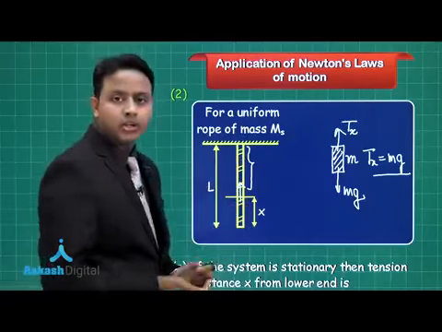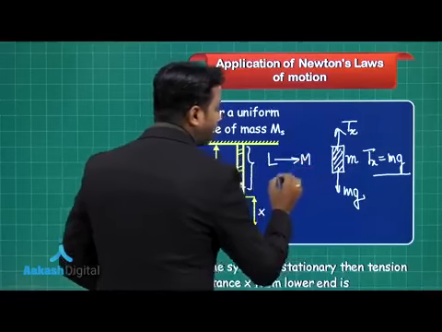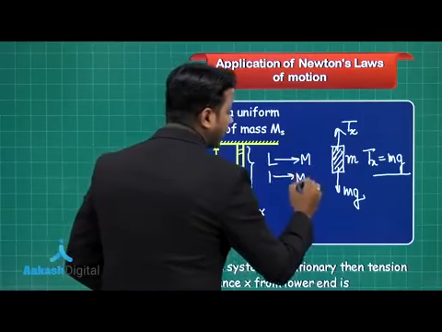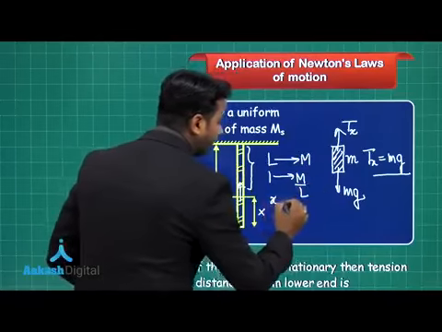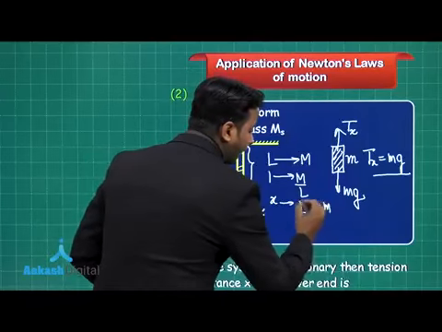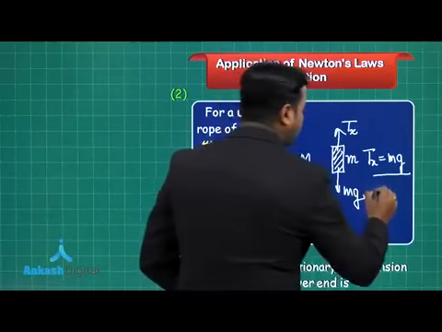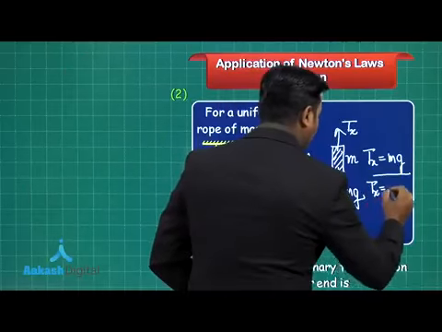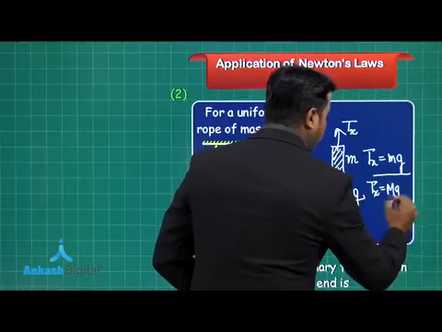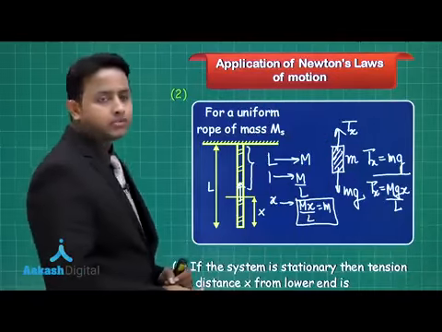By using the unitary method, we can find that for L length the mass is M, for a unit length mass is M by L, and for x length mass would be Mx upon L, and this is the value of small m as per the question. So tension at x point is equal to capital M g upon L into x. I hope this expression is very clear to you.